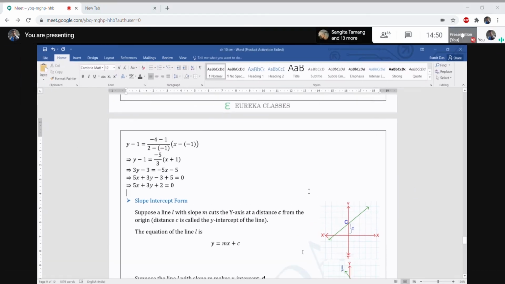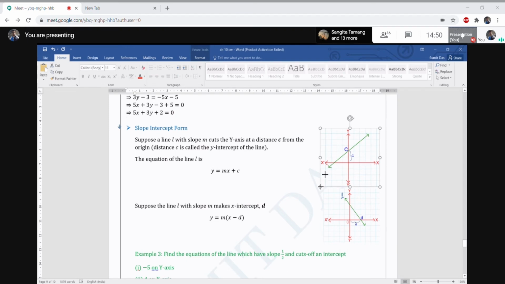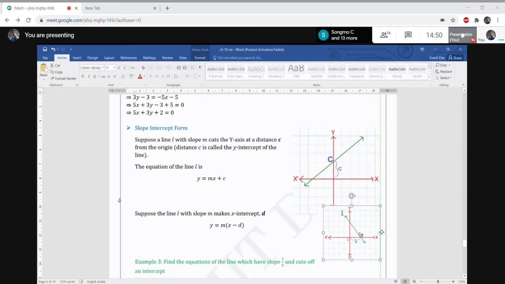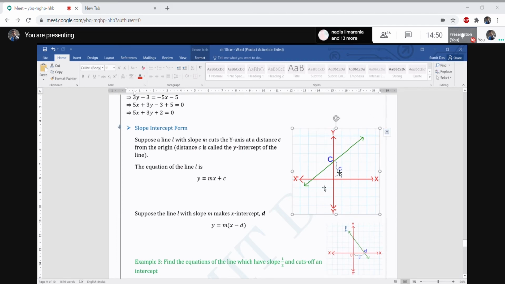Okay, slope intercept form. Suppose, as I'm showing in this diagram, you can see one green line making a c intercept. Intercept means nothing but a distance. This green line intersects the y-axis at a distance c from the origin O. Here I forgot to write the origin. I hope you know this point is the origin.